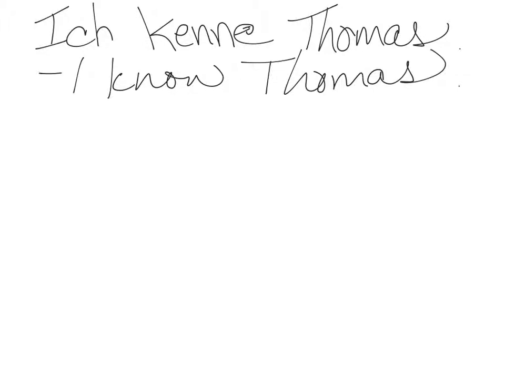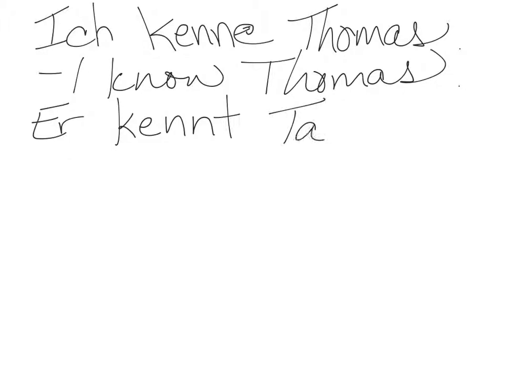How about, wie sagt man, he knows Tanya? What's your first word? He knows Tanya. Er. Good. Next word? Kennt. Because that's based on the er. Okay. And what did I say? Tanya? Yeah, Tanya. Tanya in German is with a J.